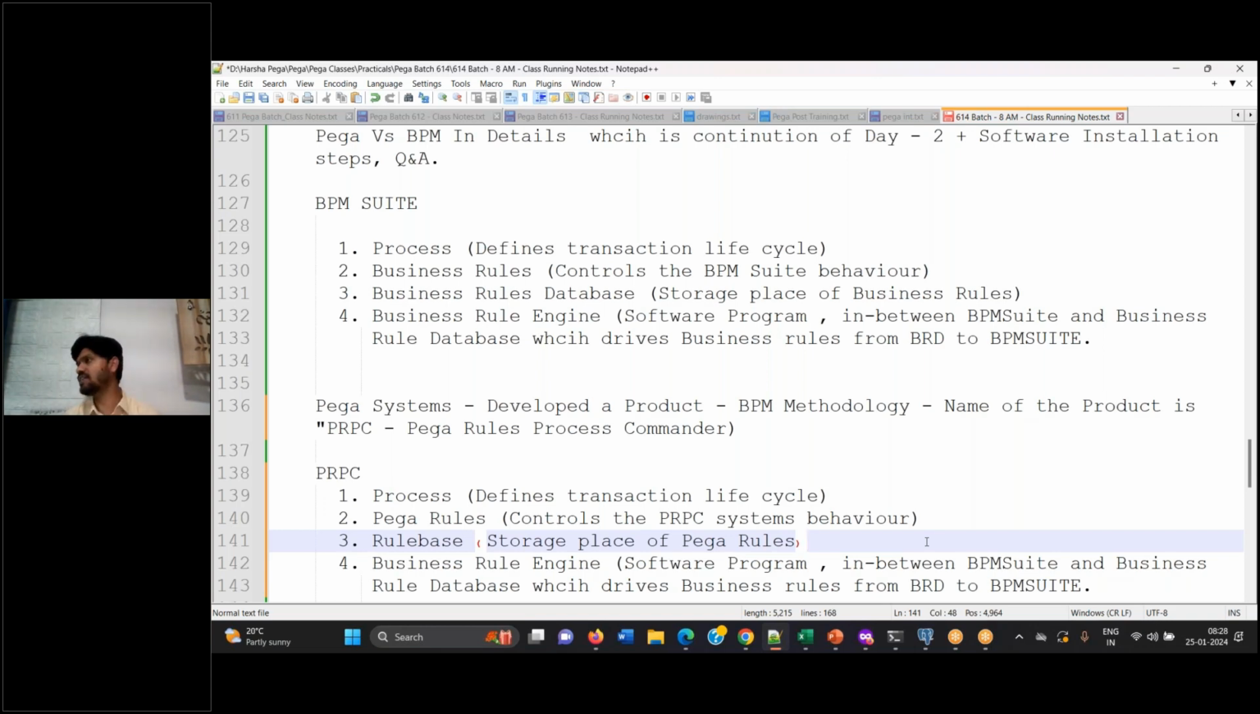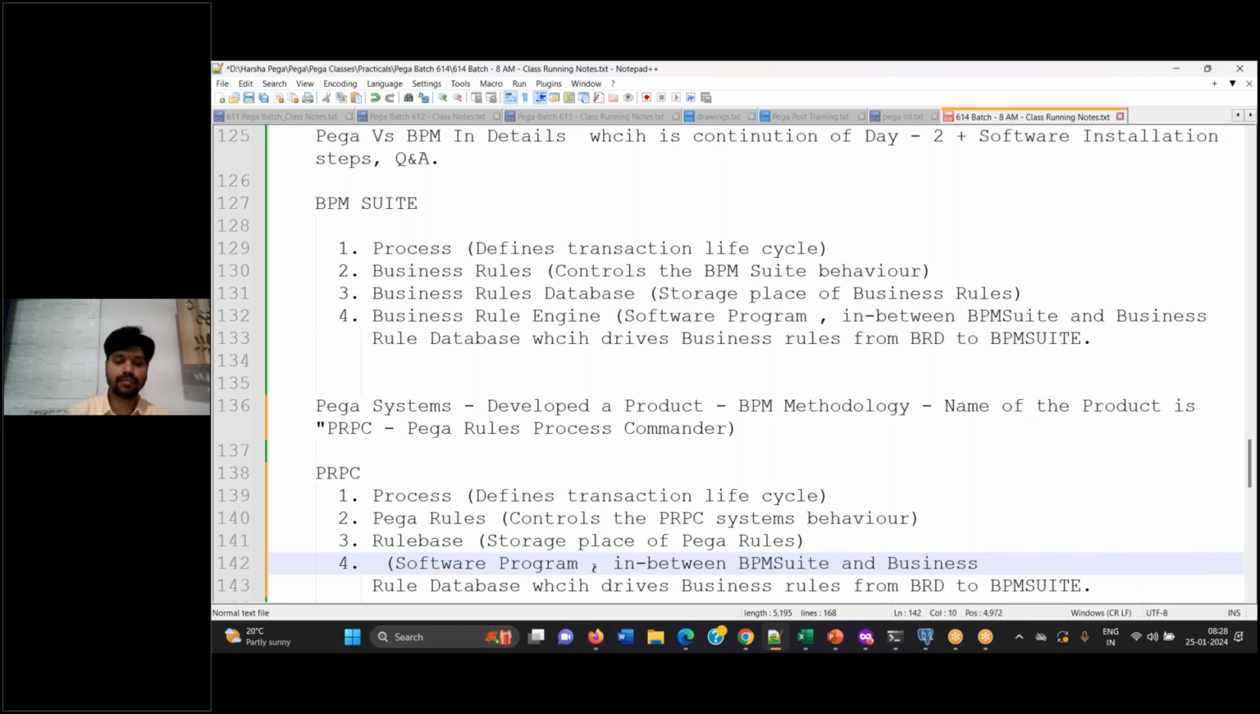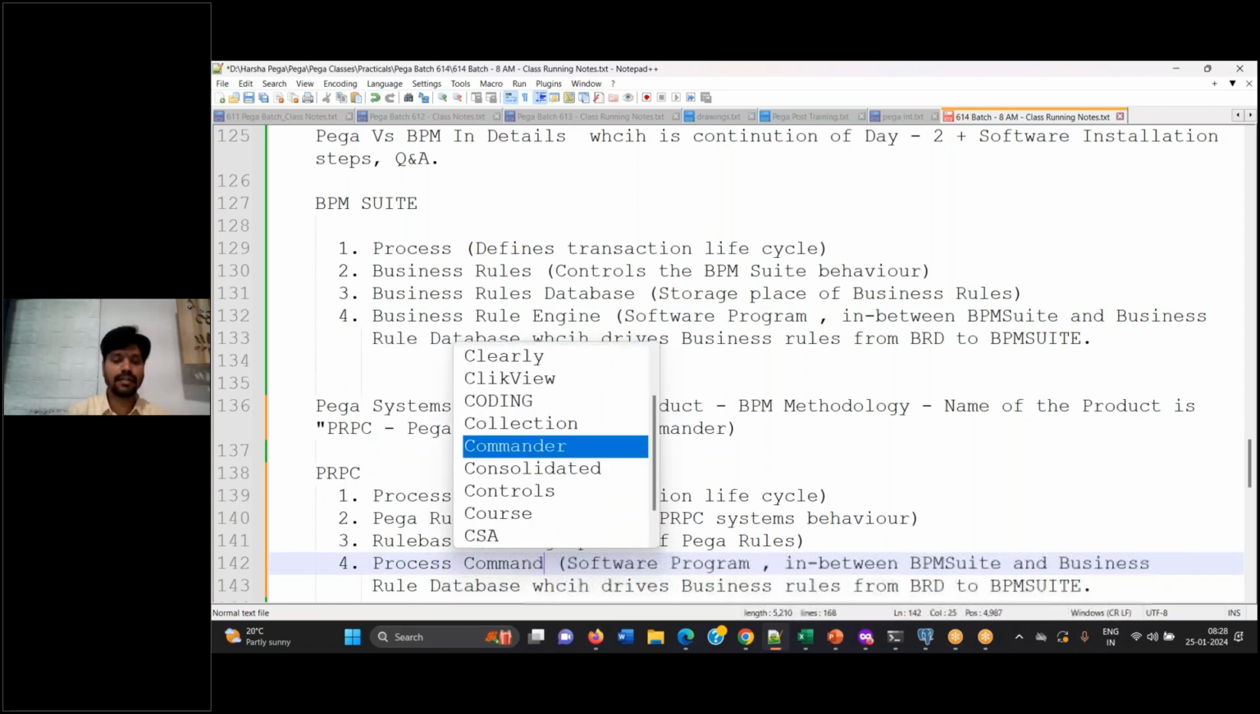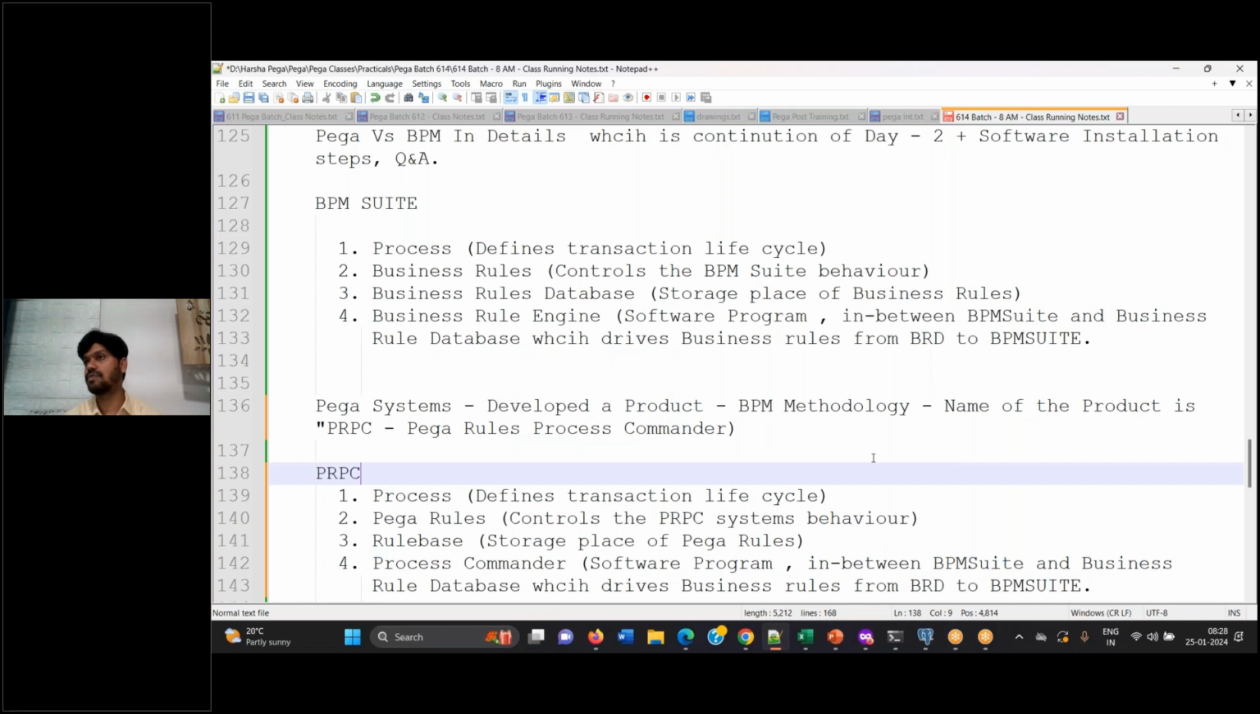Only the naming convention is changing. IBM has developed a BPM tool, and they will give their own naming convention. That is their wish, and no one will object. Similarly, for the business rules engine, PEGA has developed one and given it the name process commander. Yes or no?